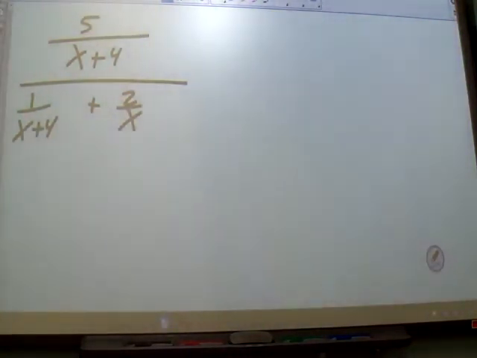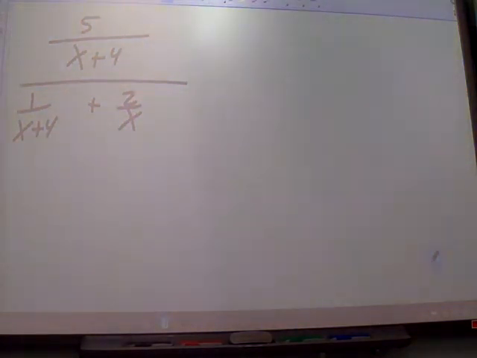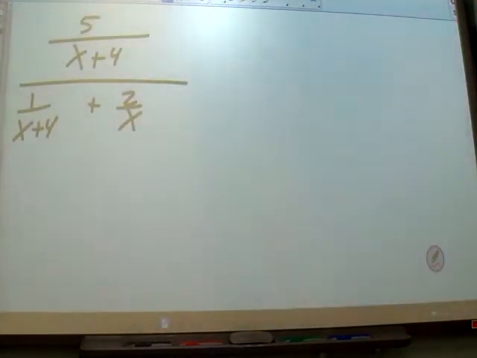We learned Tuesday, we didn't learn it, we reviewed Tuesday that when you divide, that's the same as multiplying by the reciprocal. So what we're going to ultimately do is take what's on top and multiply it by the reciprocal of what's on bottom.